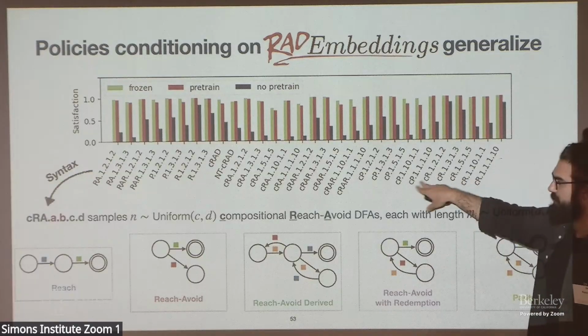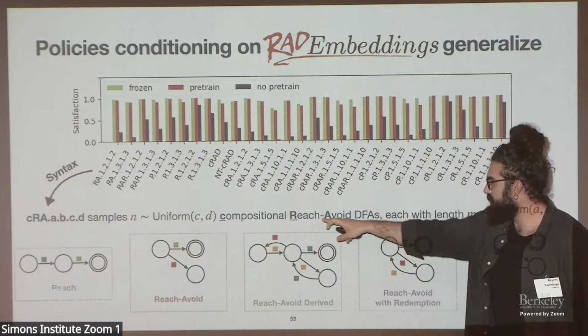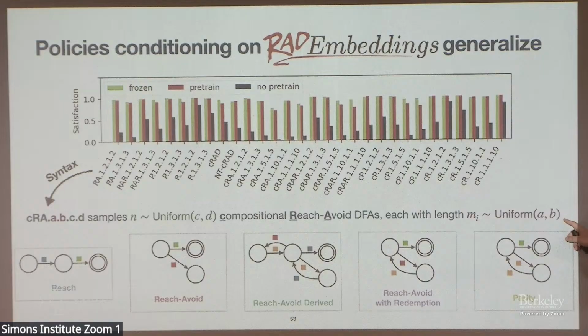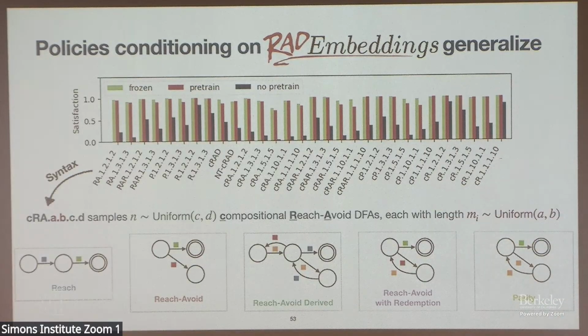You don't need to read all of them, but basically C-RAD ABC means we sample an N from a uniform CD distribution, and then our DFAs are compositional reach-avoid DFAs, each with length sampled from this AB part. And here, P means parity, R means reach, and so on. The details are not important, but what we want to see here is that the frozen one, the green bar, dominates others across the board.